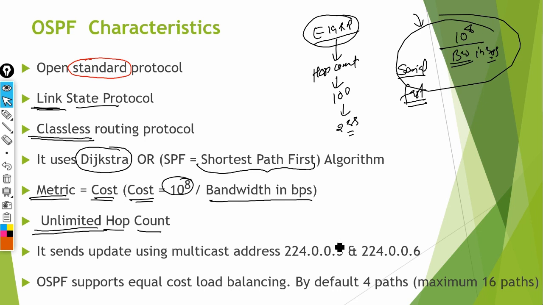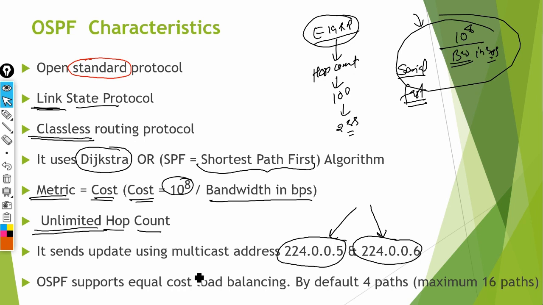OSPF uses the multicast addresses 224.0.0.5 and 224.0.0.6. These two addresses are used by OSPF to advertise the updates. We will discuss in detail why these two addresses and what the use case of each is.